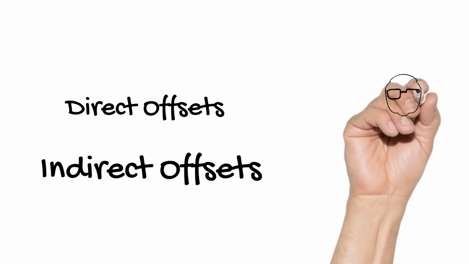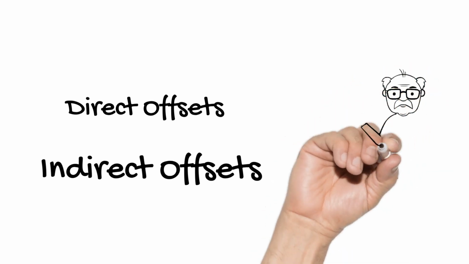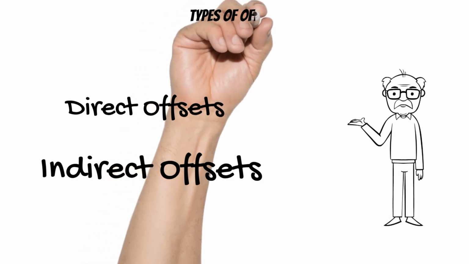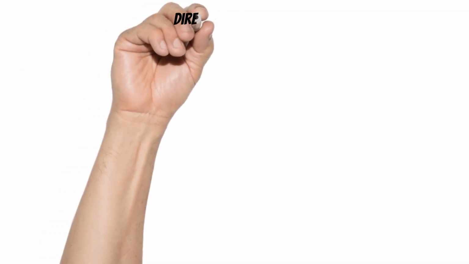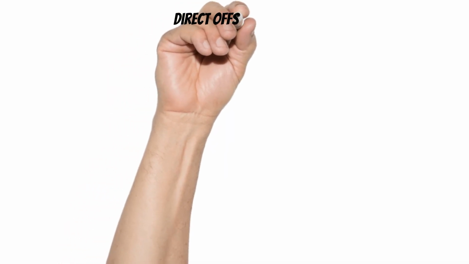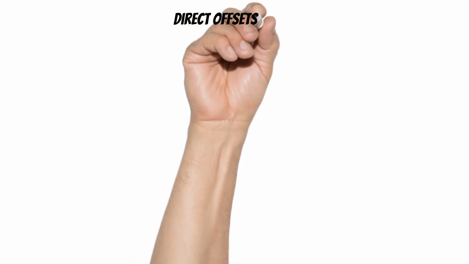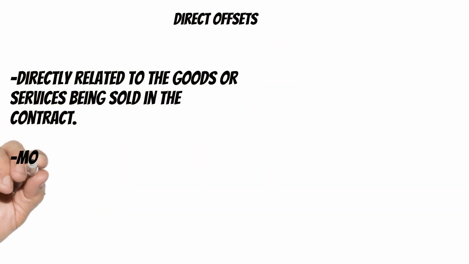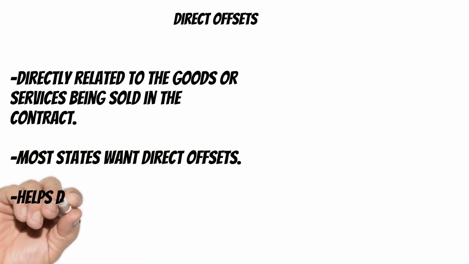now let's go over the types of offsets. There's really going to be two primary types of offsets, indirect and direct offsets. So let's go over direct offsets first. Direct offsets are, just like the name states, directly related to the contract or the goods or services being sold in the contract. So if you're asking for an offset when you're buying a plane, a direct offset is going to have something to do with the plane that you're buying.